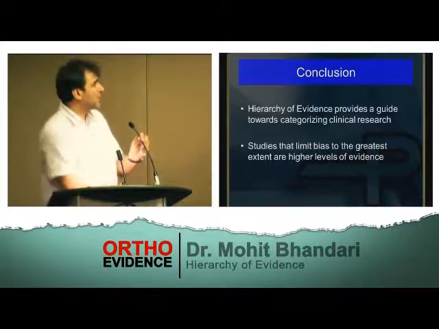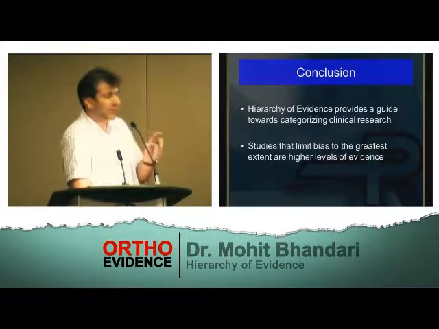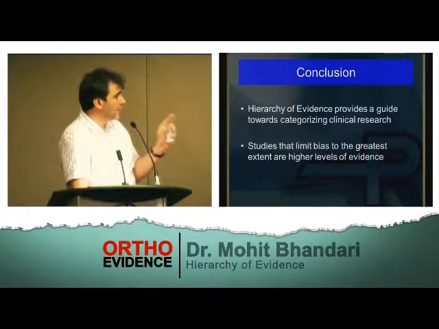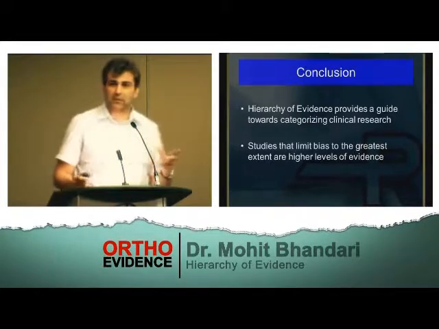So the hierarchy of evidence provides a guide towards organizing and categorizing clinical research, and studies that limit bias to the greatest extent are higher levels of evidence. That's what you want to take home from that.